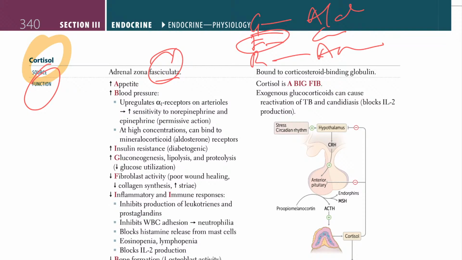it causes a couple of things. The very important thing is just remember this mnemonic and you should be good to go. A big fib. So the way you need to know is, increased in a big, but a fib is decreased. Okay, so let's talk about it. Increase in appetite, increase in blood pressure by upregulating alpha-1 receptors on the arterioles, which then causes increased sensitivity to norepinephrine and epinephrine, a permissive action.